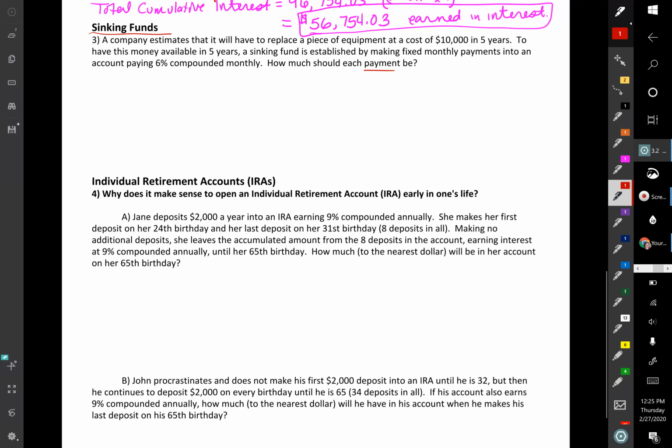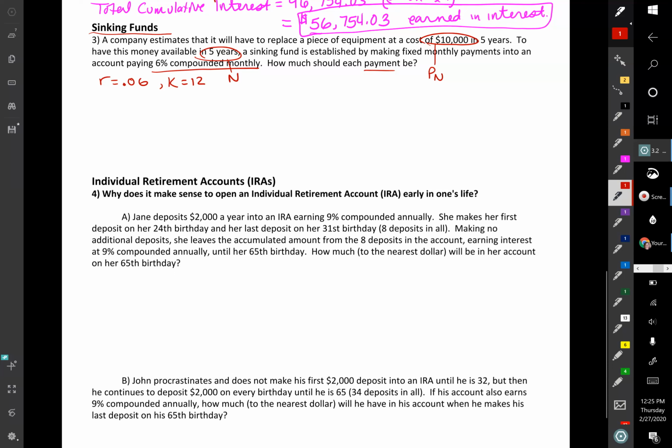So we have $10,000 is our cost of the equipment. So that is our P sub N. Okay, so that's P sub N is 10,000. We are doing this over 5 years. So N is 5. 6% compounded monthly gives us a rate of 0.06 and a K of 12. So we're going to plug that all into our formula that we've been using.